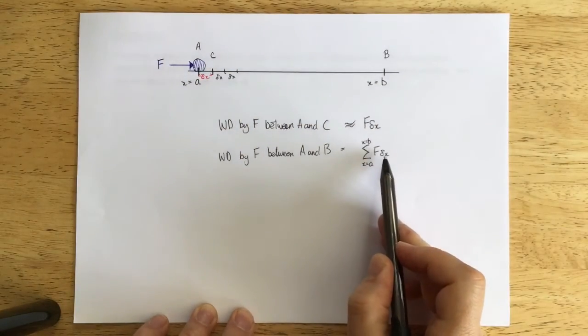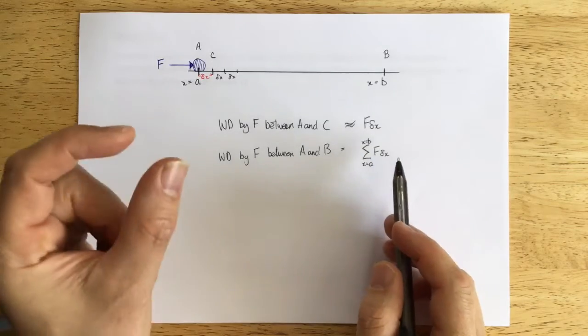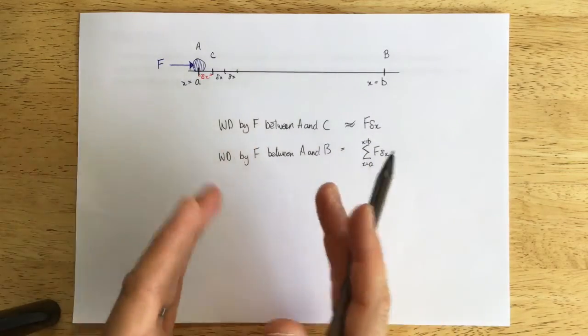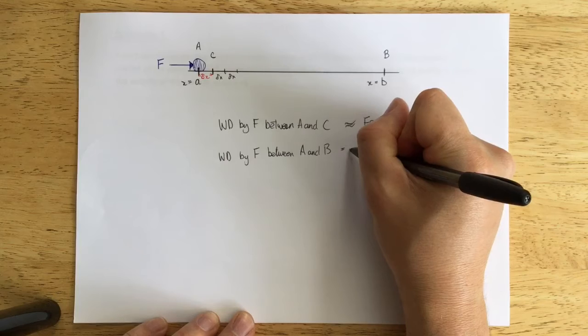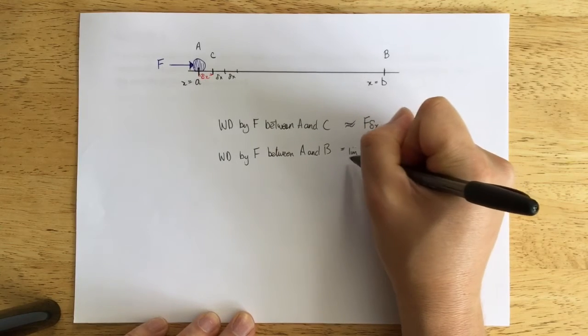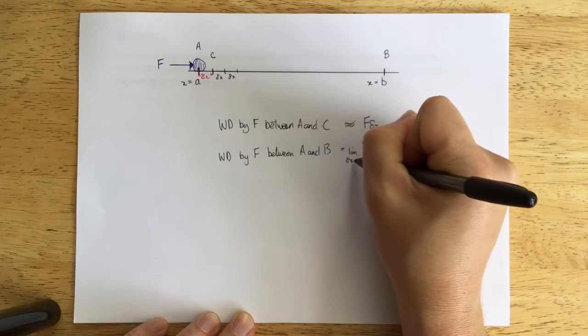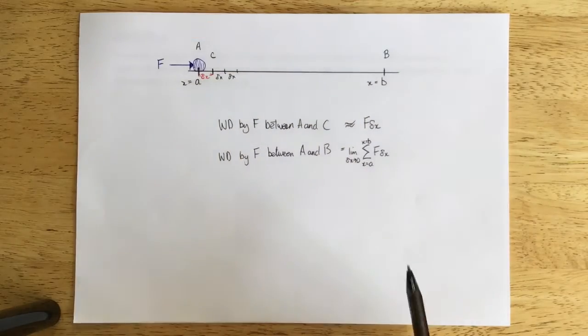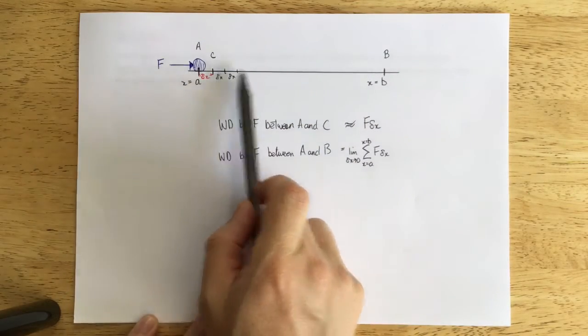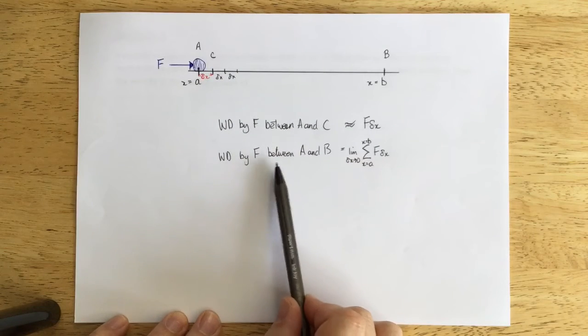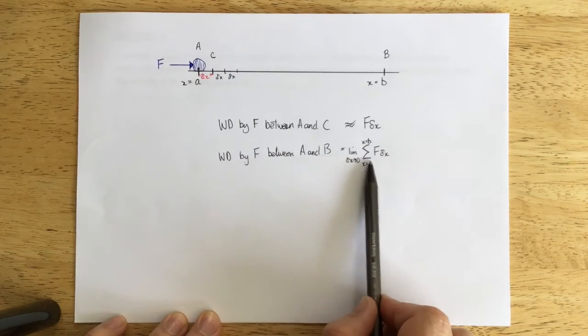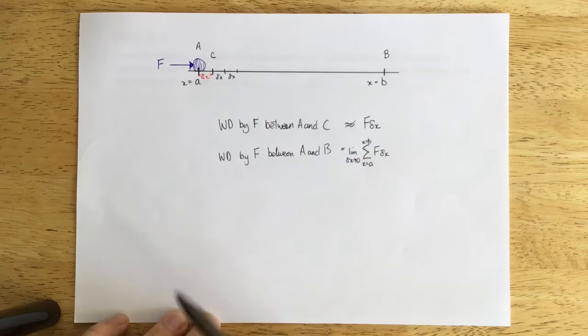But that's only going to work as delta x is really, really tiny, and as it gets smaller and smaller. In other words, we want to find the limit as delta x tends to 0. As delta x gets almost infinitesimally small, then this works: we can find the work done by the force by multiplying F by delta x and doing all the summations.